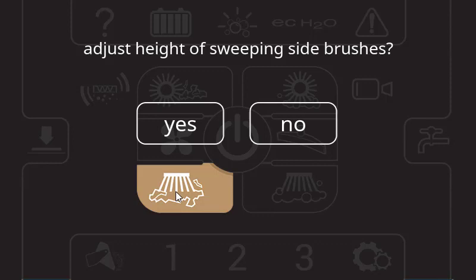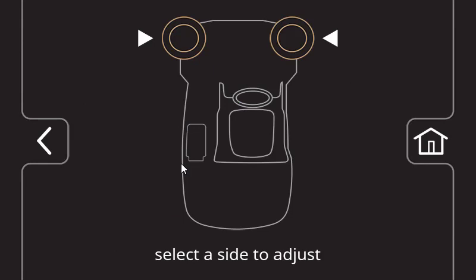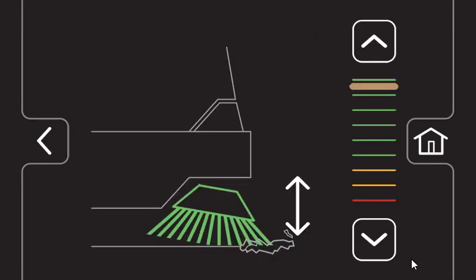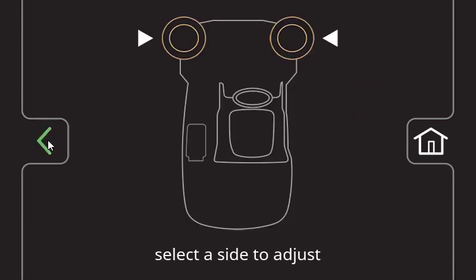To adjust the height of the side sweeping brush, first, in the off state, press the icon and hold for a few seconds. You will be asked if you want to adjust the height. Touch Yes. Now select the side brush you wish to adjust. If you were on an actual machine, when you choose a side brush, the brush will activate and start spinning. You can then increase or decrease the height. When you are done making the adjustments, touch the back arrow or the home screen icon.